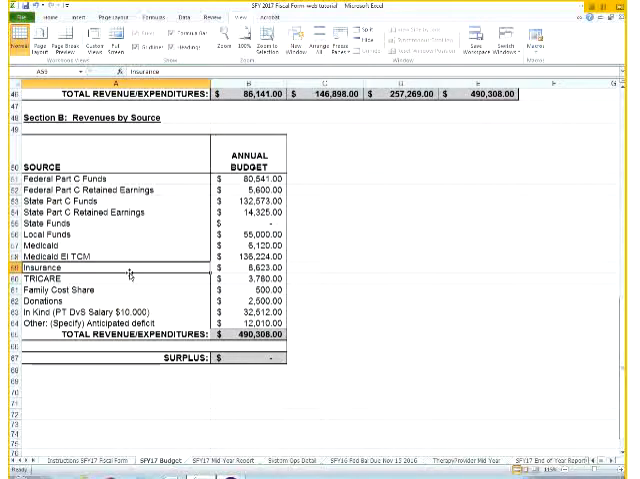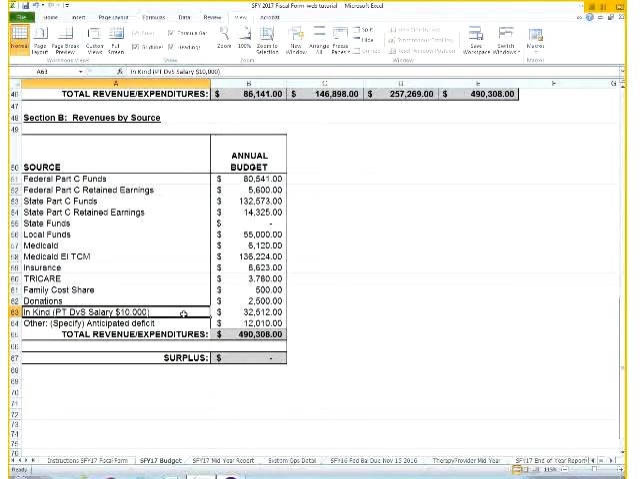Insurance refers to revenue that is a reimbursement received from commercial insurers. TRICARE refers to reimbursement from TRICARE. Family cost share refers to revenue from the collection of family fees for the provision of Part C entitled services. Donations refer to individual or organization contributions to the local lead agency.